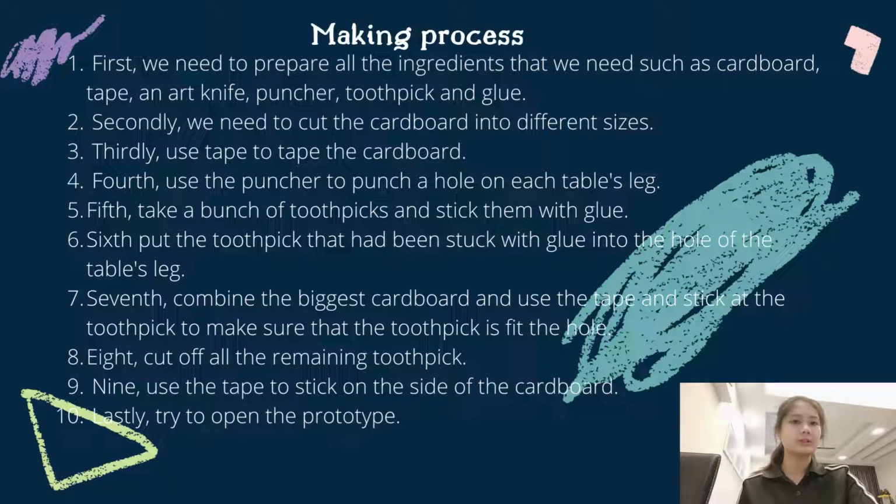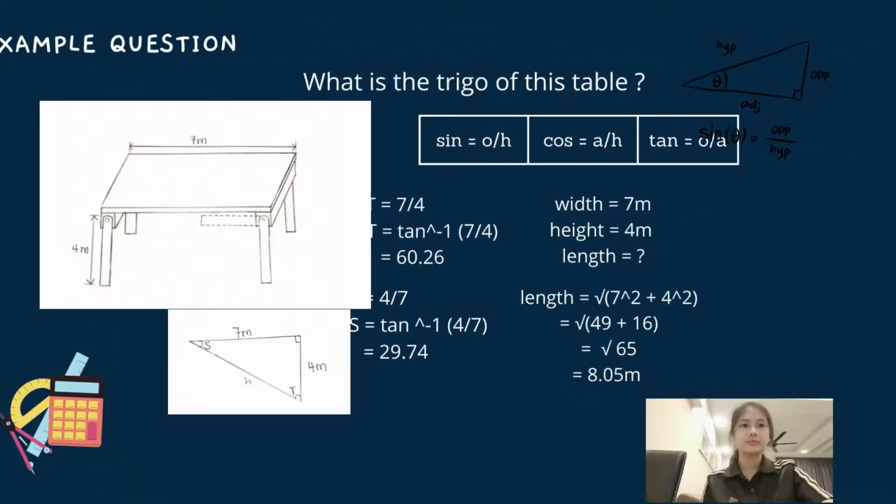Sixth, we put the stick into the hole of the table's leg that we have punched and trim both sides of the toothpick. Seventh, we combine all the cardboard to make it like a table shape and tape it. Lastly, use the remaining tape to make the table look nicer and try to open the prototype.